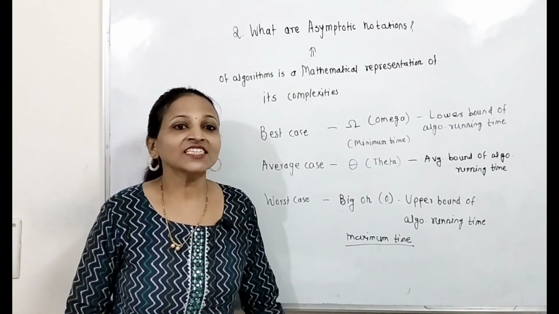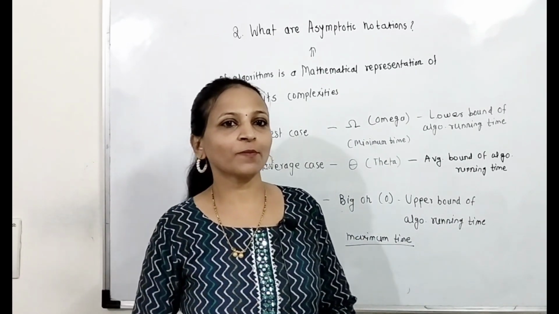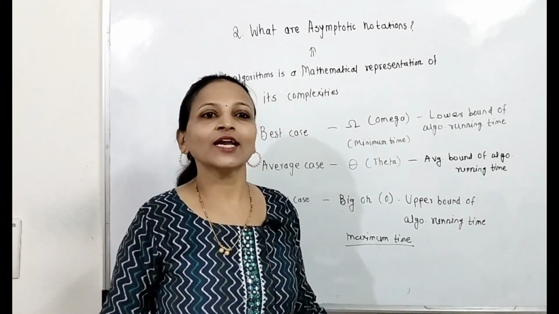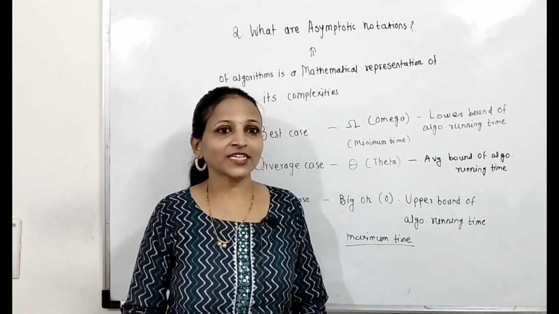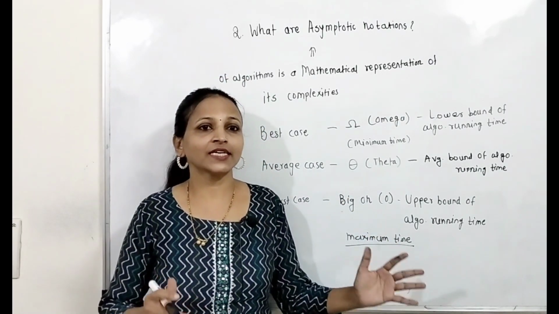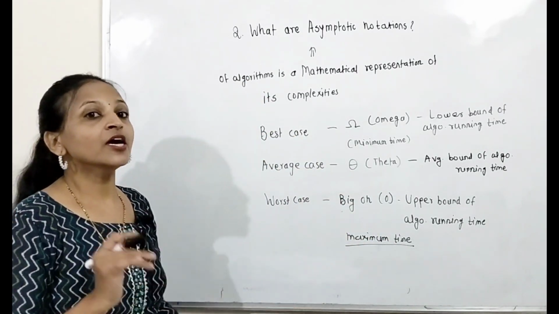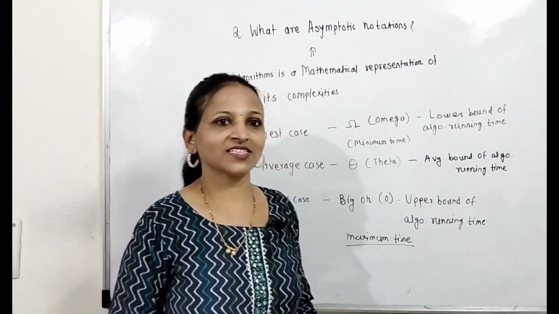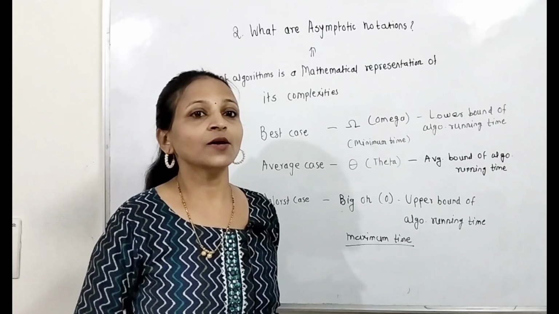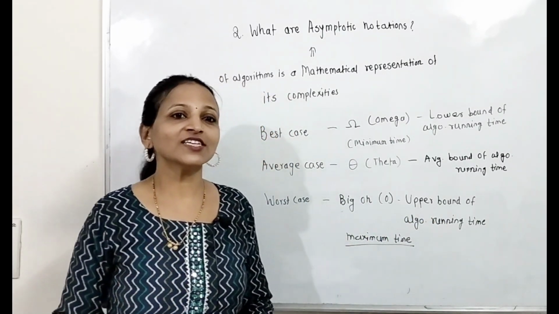Getting? Now the next question is, what are asymptotic notations? We have just discussed time complexity and space complexity of an algorithm. The time and space complexity we can represent with the help of some notations, and those notations are called asymptotic notations. Mathematically, if you want to represent the time or space complexity of an algorithm, we can use asymptotic notations. There are basically 3 notations: omega notation, theta notation, and big O notation. All these notations are for best case, average case, and worst case time complexity.